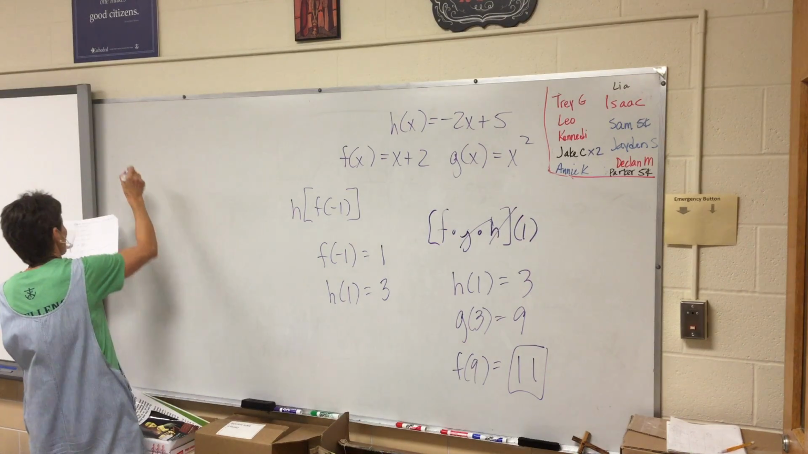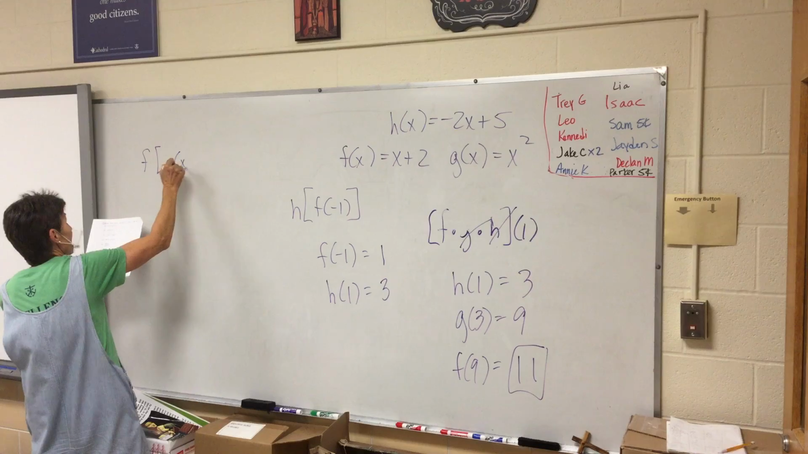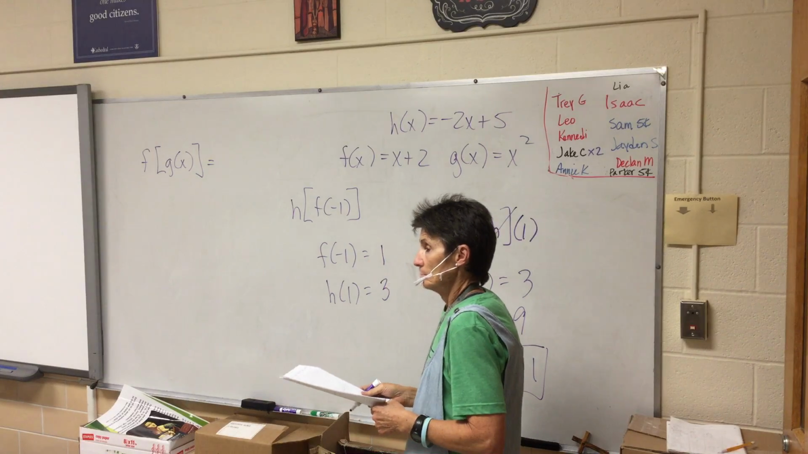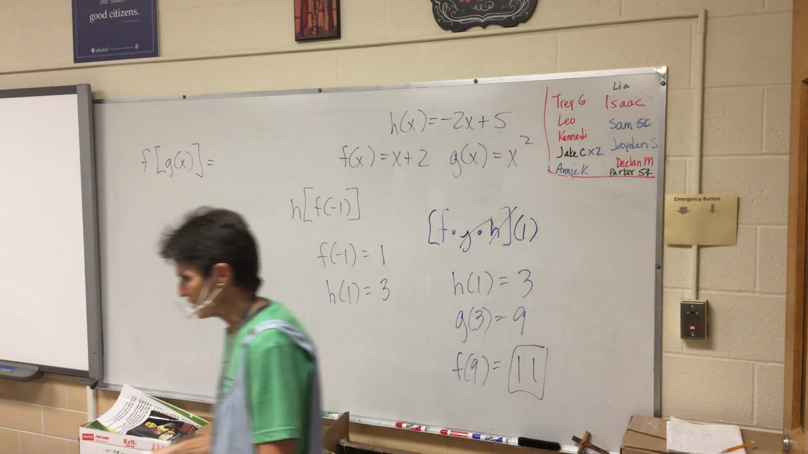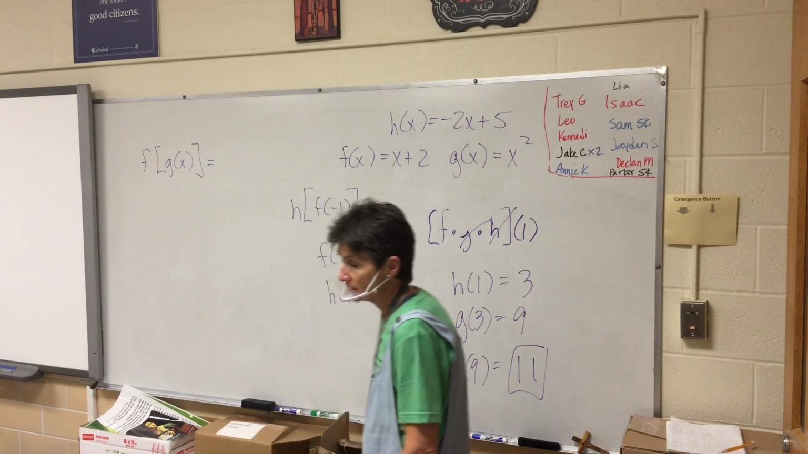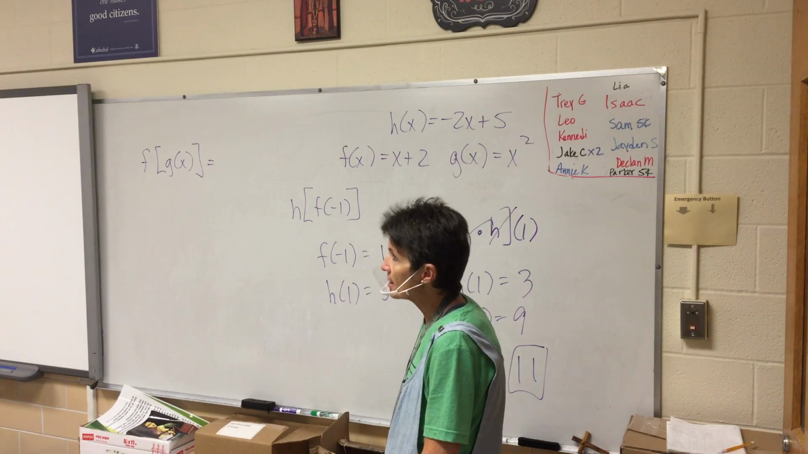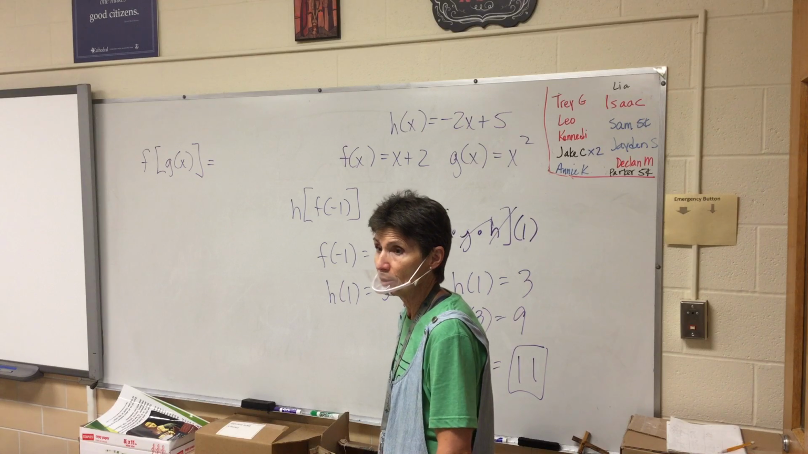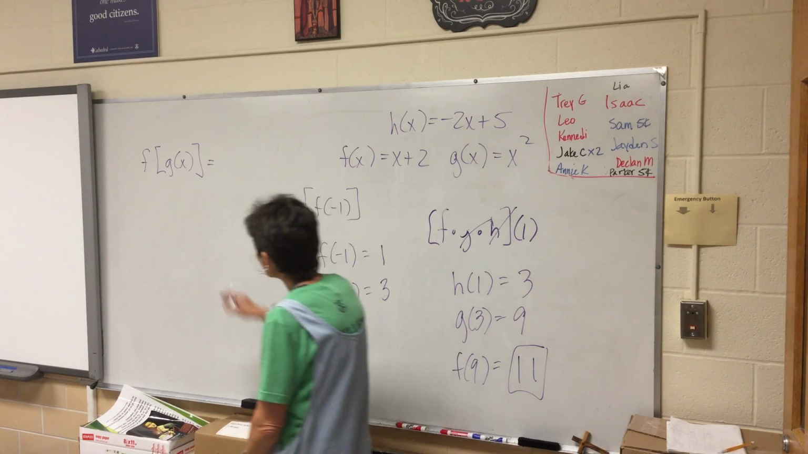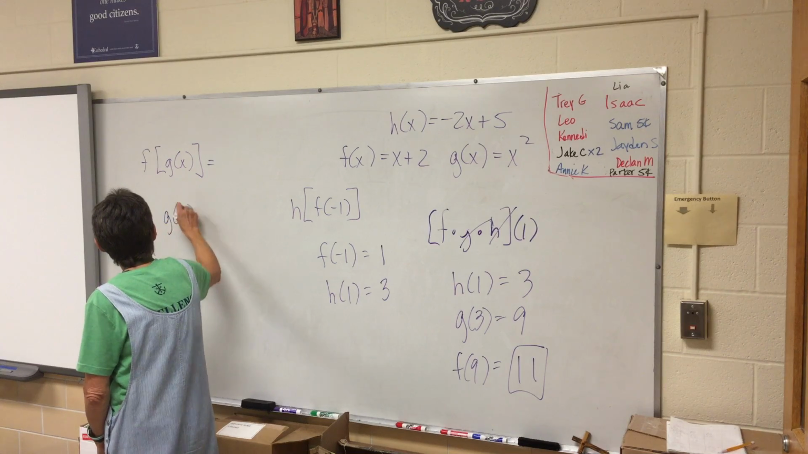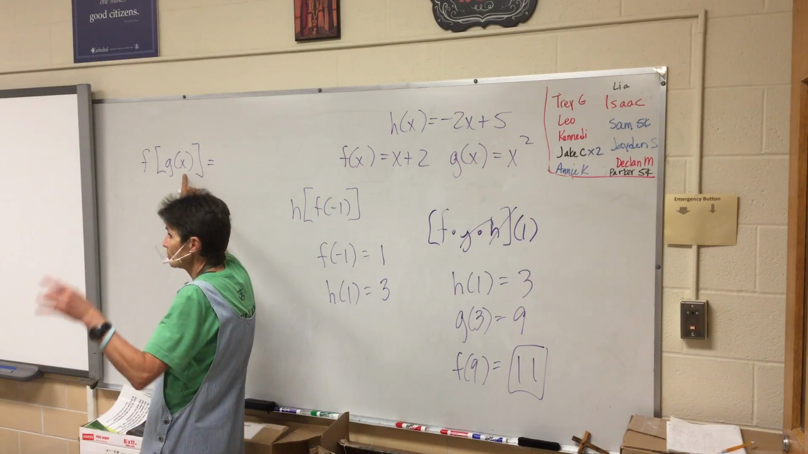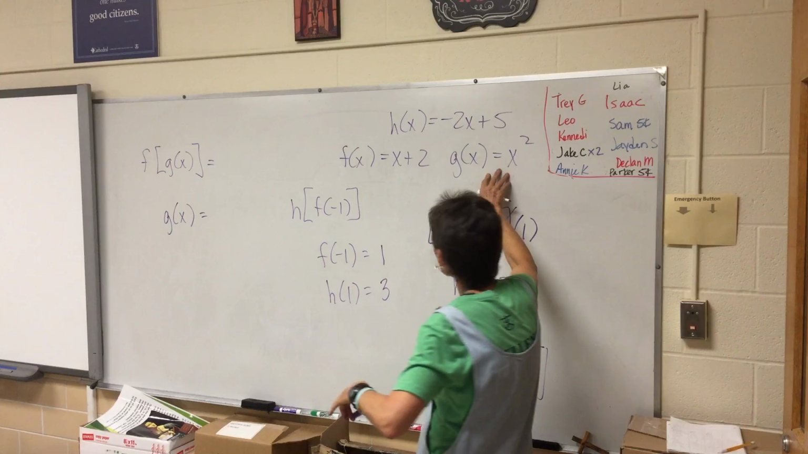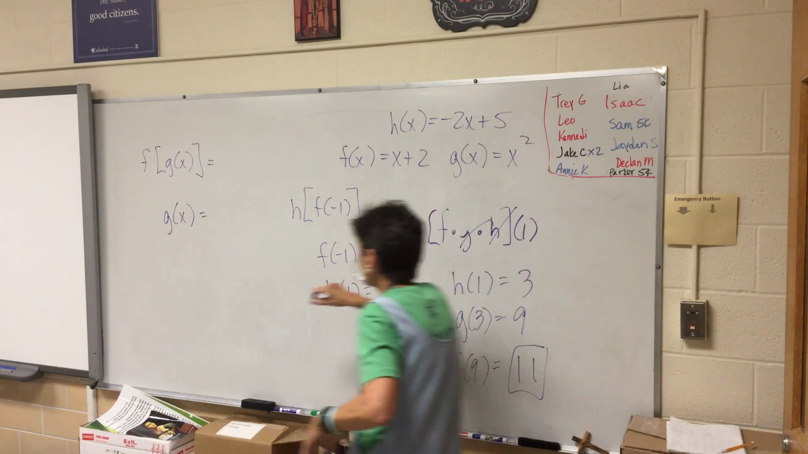Two more to go. One on this page, one on the next page. So f of g of x. What's different about this? We don't have a number. So we're going to do the same thing you've been doing, except we don't have a number to put in. We're going to put in an x. So we're going to start by doing g of x. I can't do g of 1 or g of 2 because I don't have a number. What is g of x? Easy. It's right here. x squared.